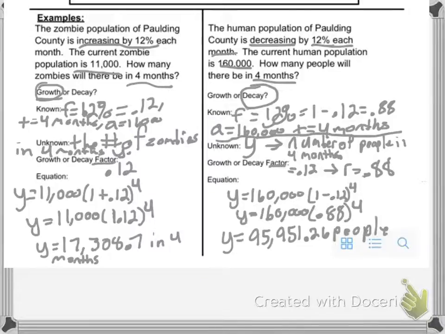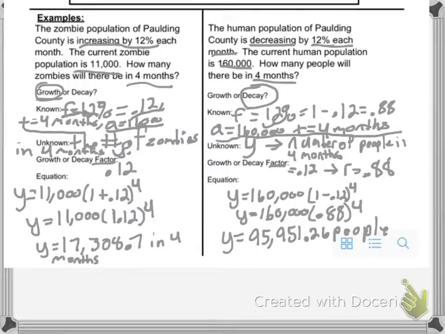Alright, things that we know. We know it's increasing by 12%, so our growth factor here is 12%, which I convert to a decimal is 0.12. We also know that a, our starting point, is 11,000 zombies. And we also know that the time is 4 months. The unknown is the number of zombies in 4 months. The growth factor is 0.12 or 12%.